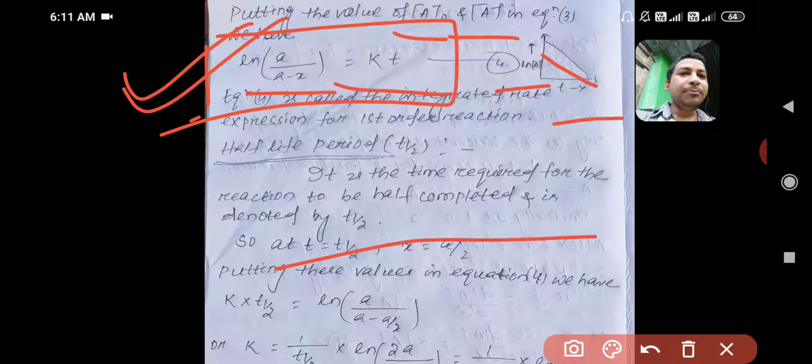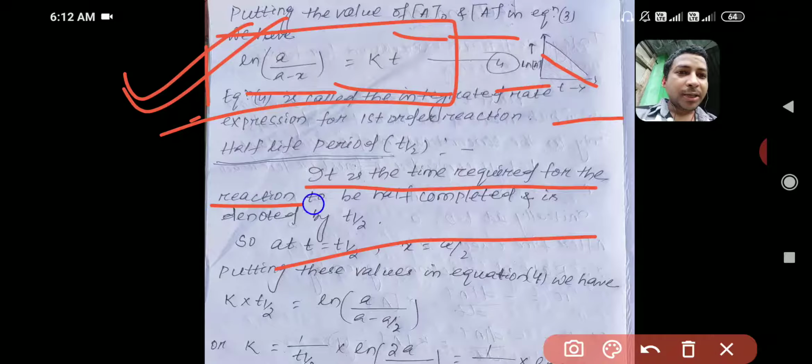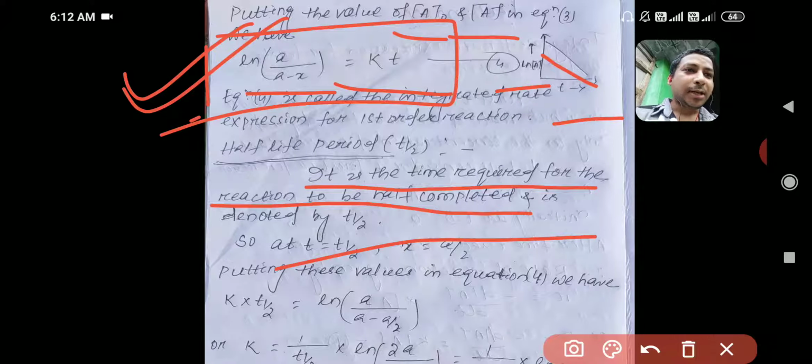So now it's time to derive the expression for half-life period. Before deriving it, we should write the definition of half-life period, as we have written for the integrated expression for zero order reaction. It is the time required for the reaction to be half completed. Half-life period is that at which half of the concentration of reactant is consumed, and it is denoted by t half.